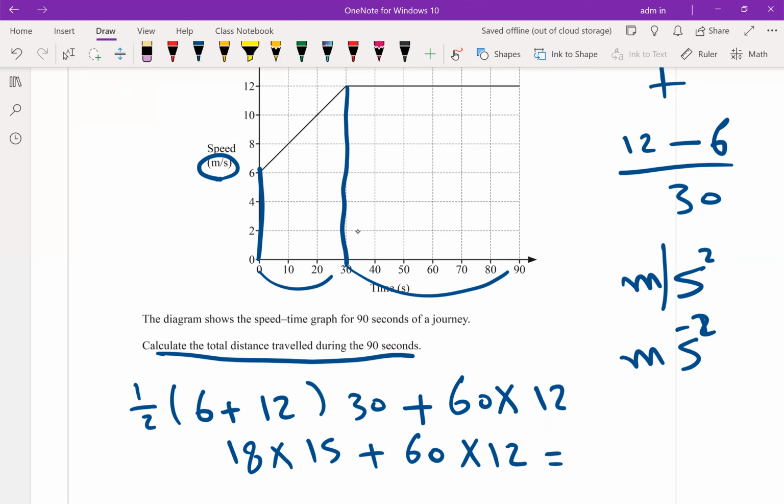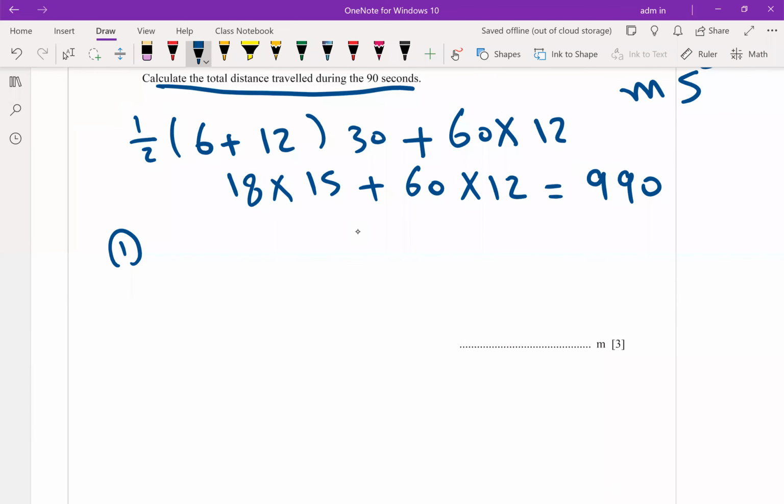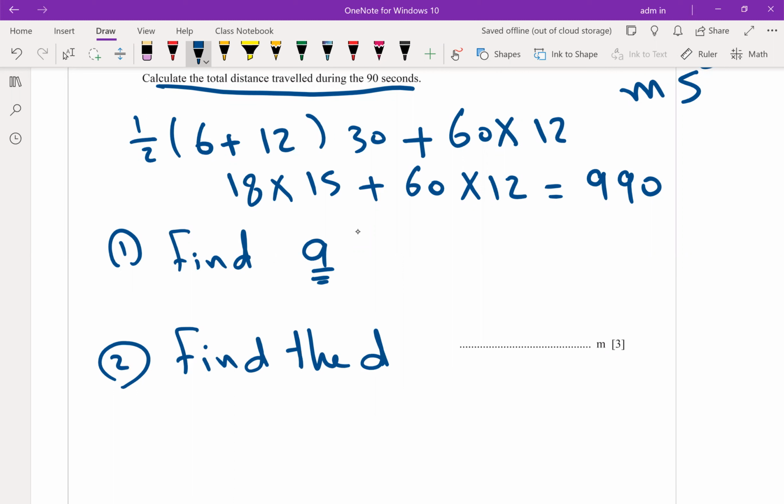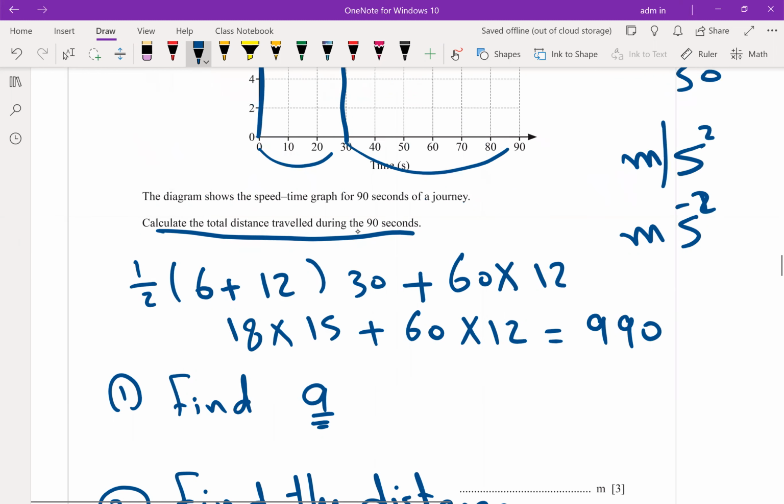990. Listen. Question number 1: find the acceleration. Question number 2: find the distance. Question number 3: what is the average speed? Listen to these 3 questions. I will explain them again.